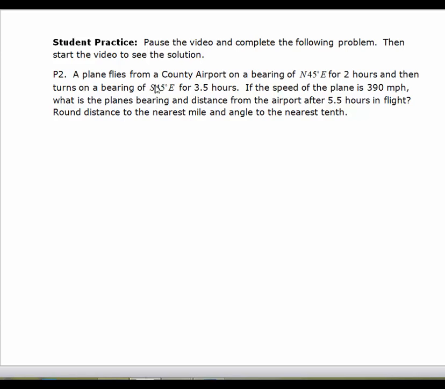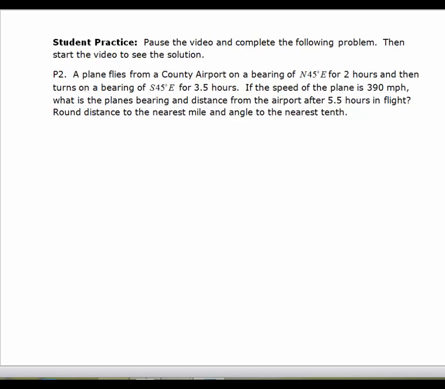All right, we have a plane that flies from an airport on a bearing of north 45 degrees east for 2 hours, then turns on a bearing of south 45 degrees east for 3.5 hours. If the speed of the plane is 390 miles per hour, what is the plane's bearing and distance from the airport after 5.5 hours in flight? Round distance to the nearest mile and angle to the nearest tenth.